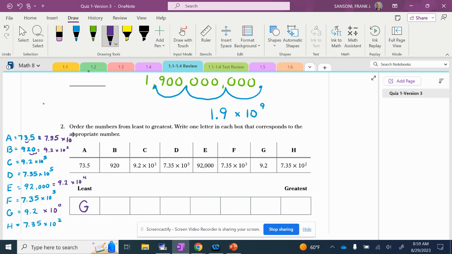Then I go to my next one. Which is the next letter that has the smallest exponent? H? I see something less than H. A, right? Because A up here is times 10 to the first, so that has to be my next smallest.